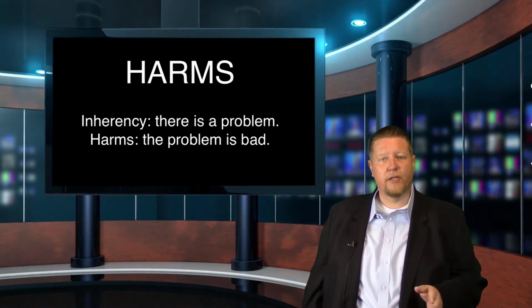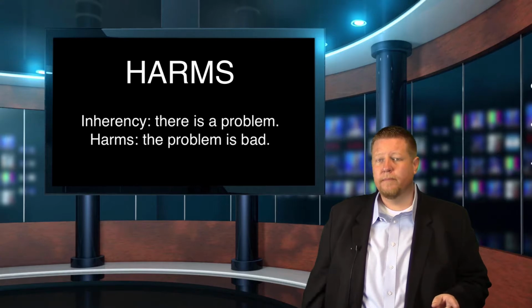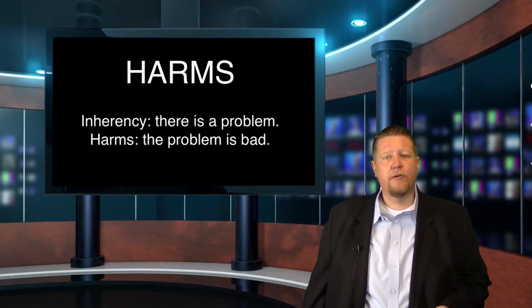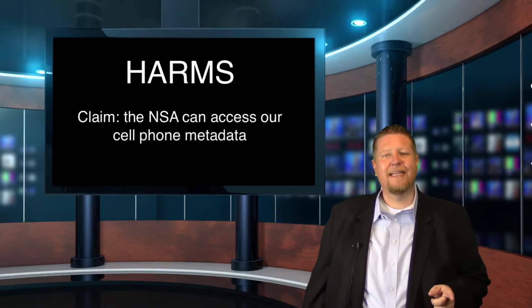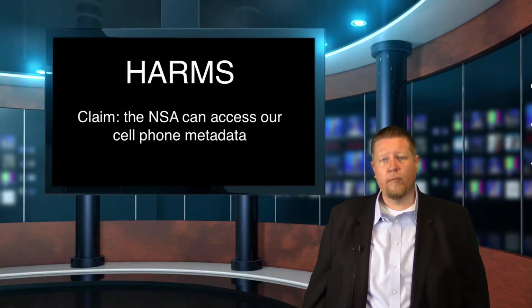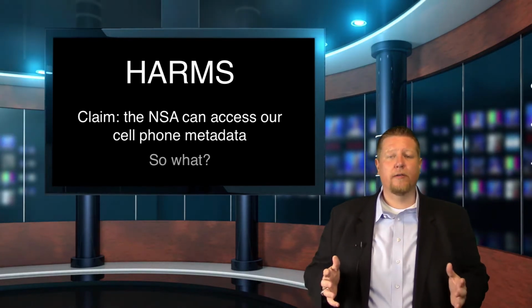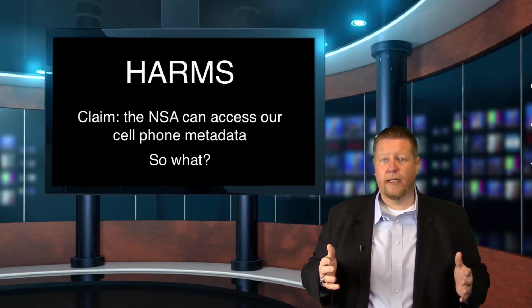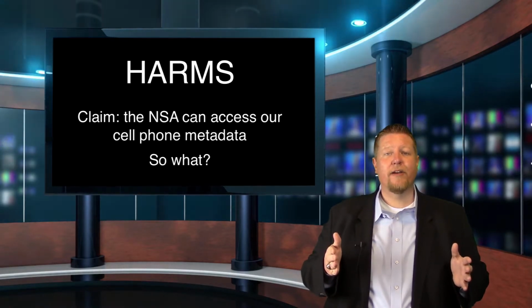It's really important that we talk about the difference between a problem and a harm, because a lot of teams confuse the two concepts. Let's use our surveillance debate as an example. If the affirmative team were to claim that the NSA can access our cell phone metadata, is that a problem, a harm, or neither? Well, at this point, it's neither. Although it may be true that the NSA can access our cell phone metadata, the affirmative team hasn't given us any evidence that it's a problem, nor have they shown any harmful impacts resulting from the metadata collection itself.